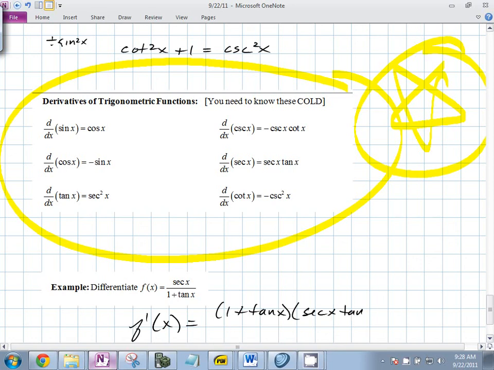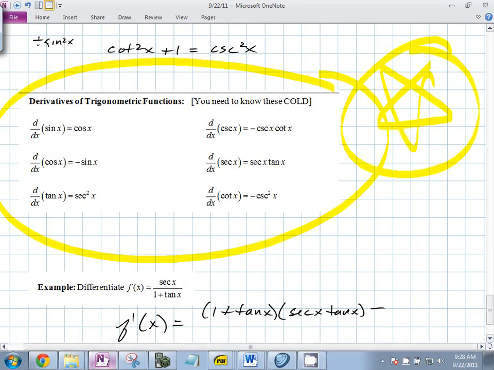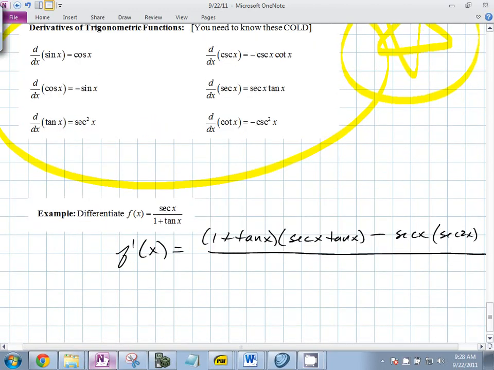You see how derivatives of trig functions tend to explode? Low d high minus high d low. What's the derivative of tangent, or 1 plus tangent? Secant squared x, all over 1 plus tangent x quantity squared. Exactly. Now, could you multiply this out, maybe simplify it a little bit?